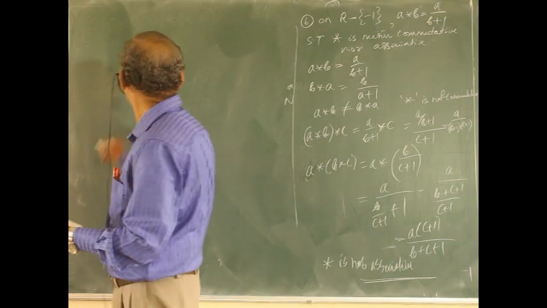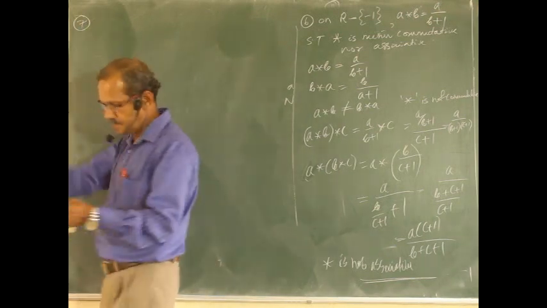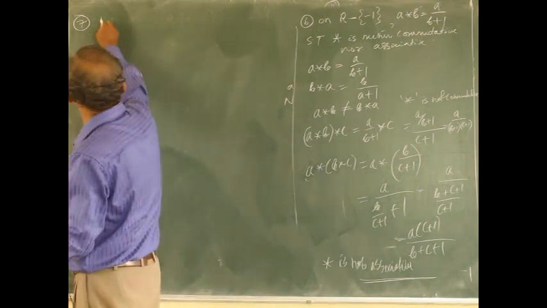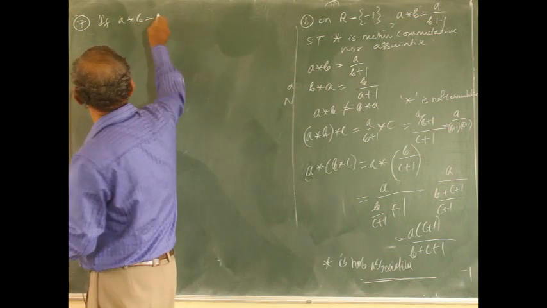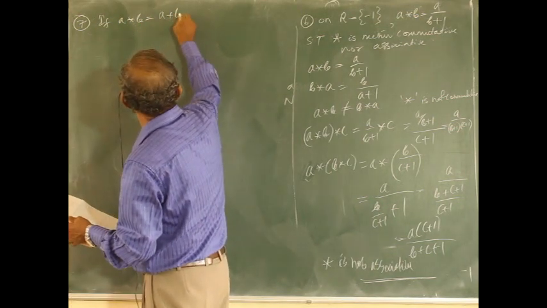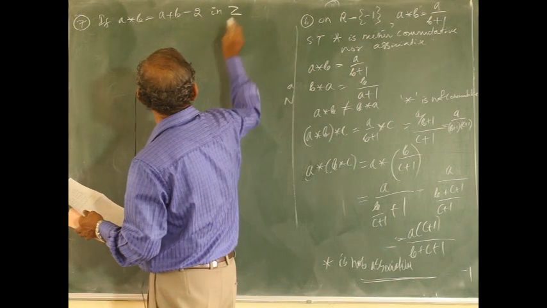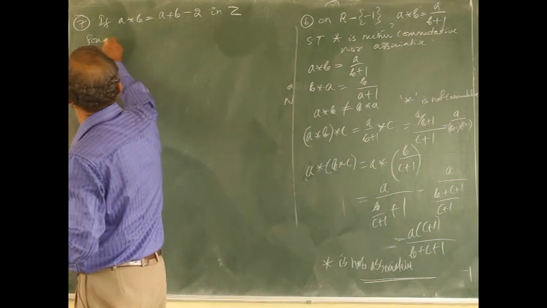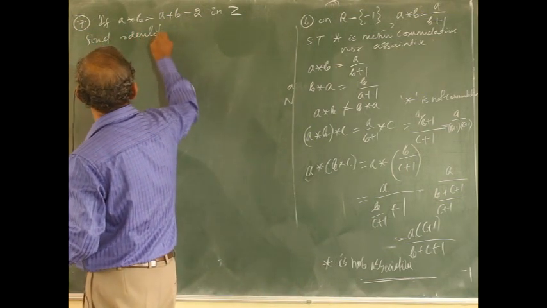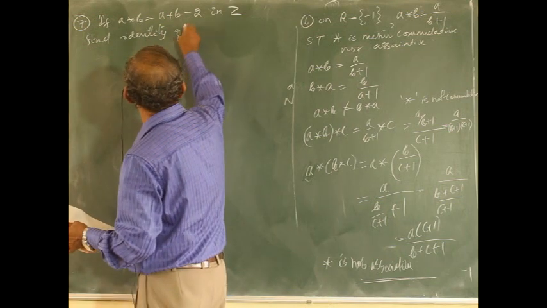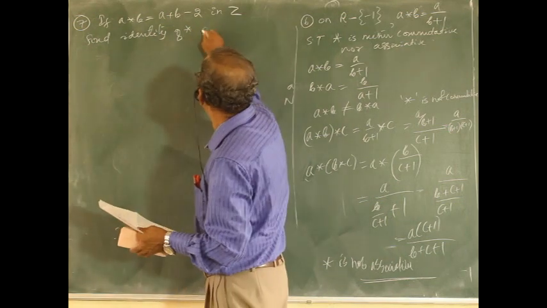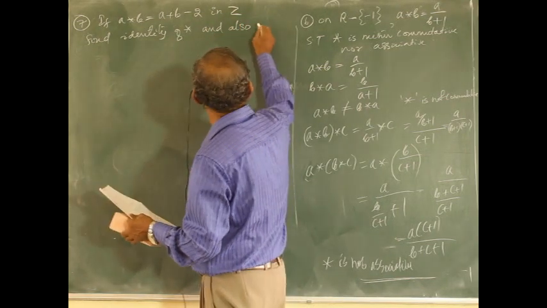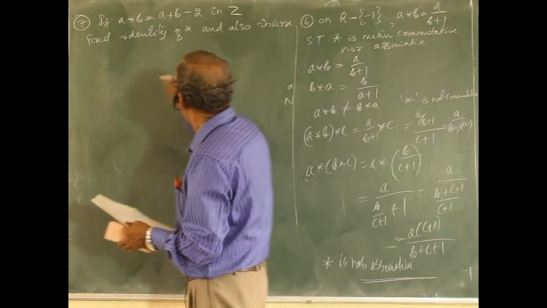Next problem, 7th one. If a star b equal to a plus b minus 2 in Z, find identity element and also inverse of 5.